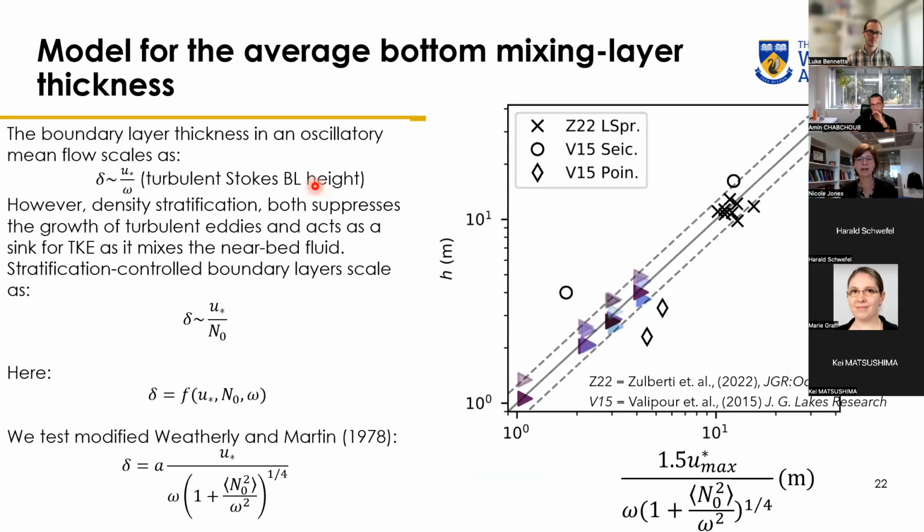So how can we take all of our pieces of data together and come up with a model that describes the boundary layer? So we know that the turbulent Stokes boundary layer height in an oscillatory flow without density stratification scales like the friction velocity divided by the forcing frequency omega. And we know that when we have stratification controlled boundary layers, that they scale as the bed friction velocity divided by the buoyancy frequency N, which is the way that we classify the stratification.